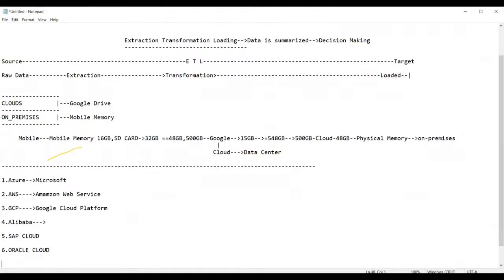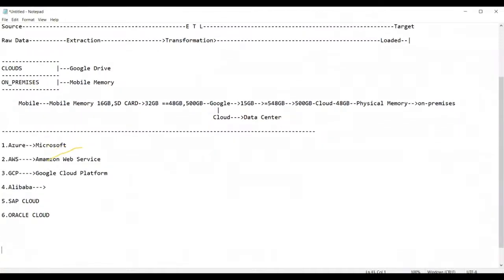So now, guys, these cloud services are basically classified or divided into three categories. What is the first one? IaaS. IaaS stands for Infrastructure.